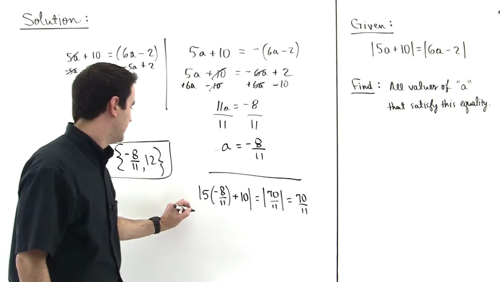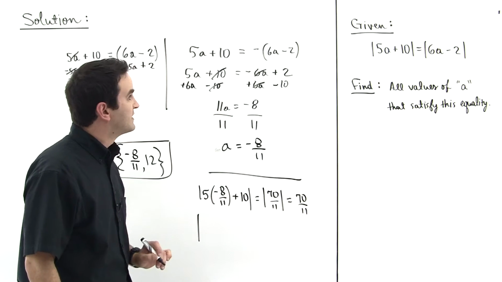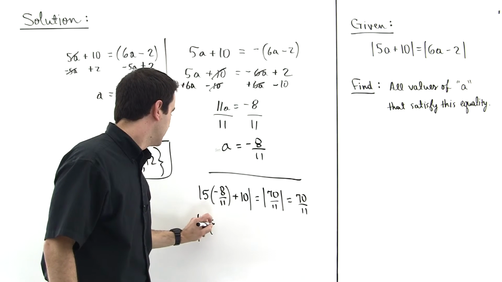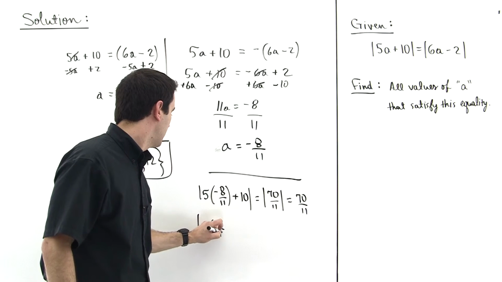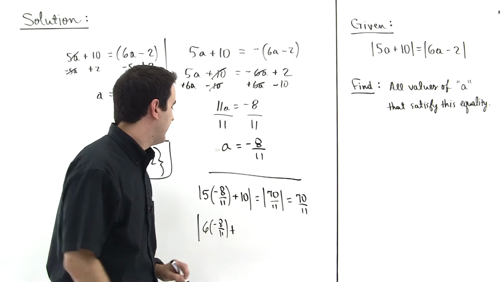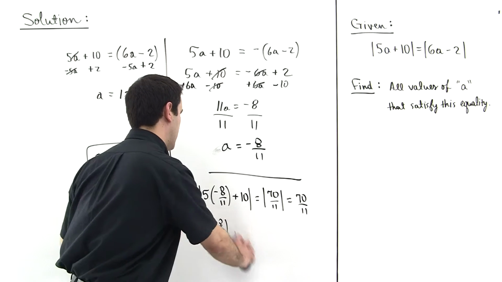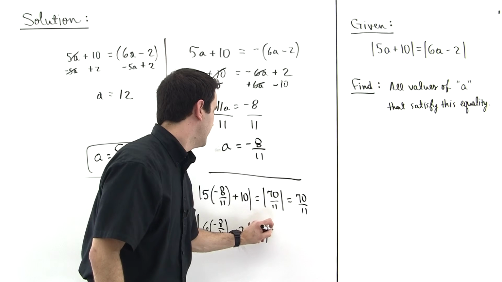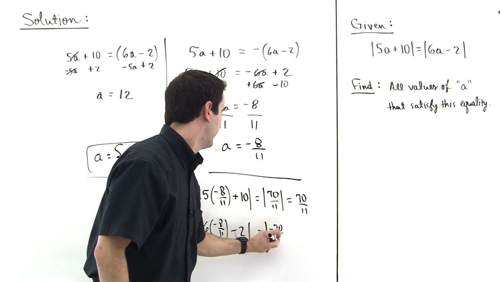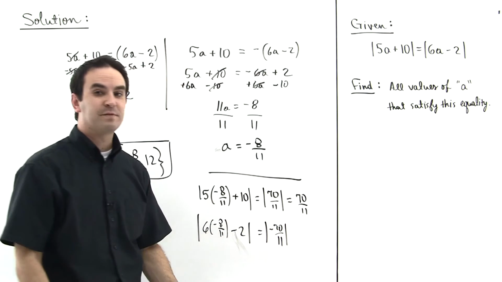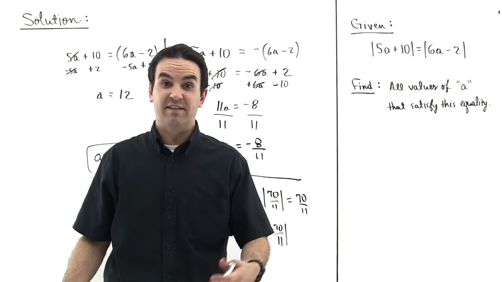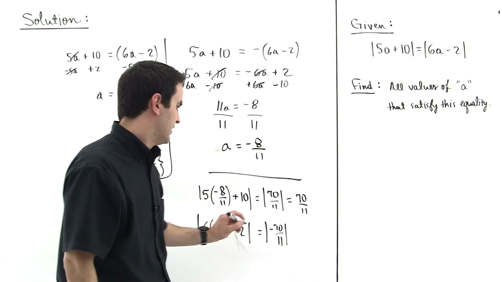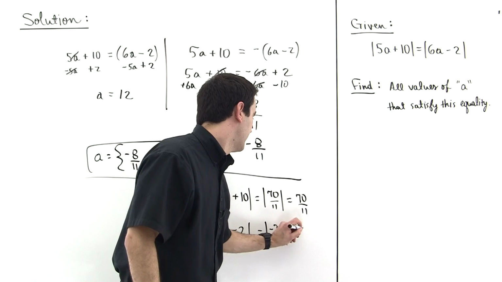Now let's do the other one. Let's do the other side, 6a minus 2, so 6 times negative 8 over 11, and not plus, it's minus 2, right? Absolute value. This is equal to negative 70 over 11. And the absolute value of negative 70 over 11 is 70 over 11, because the absolute value takes whatever is negative and just turns it positive. So this is equal to 70 over 11.